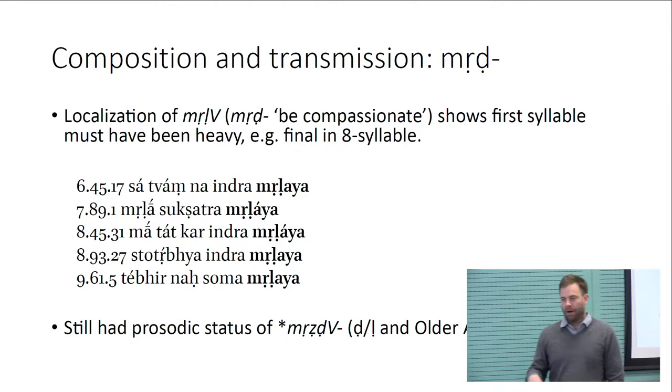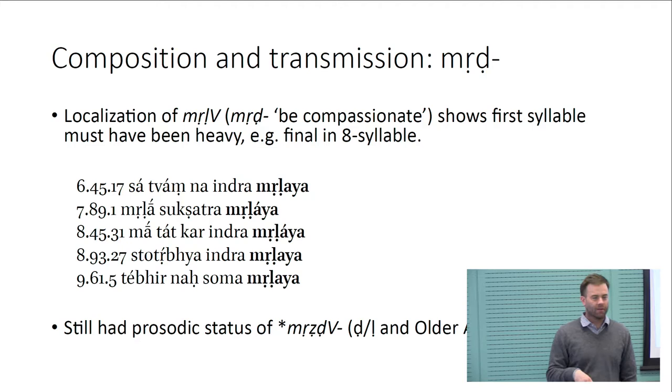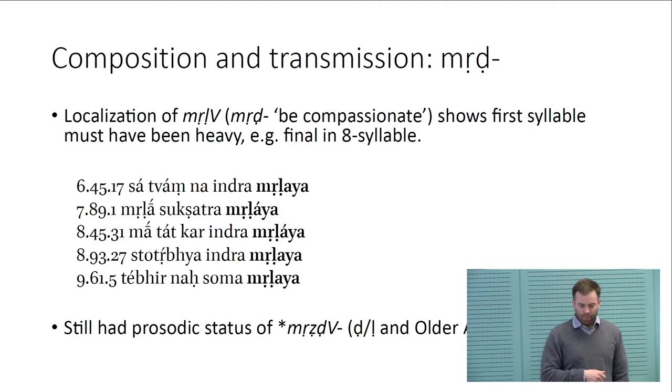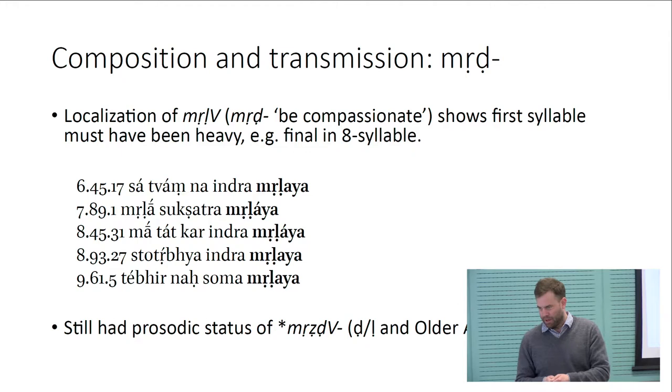and the poets regularly place this at the end of eight-syllable verses where we actually expect den da den. So we expect something like mrdaya, right? In this case, this is just alerting us to the need for some reconstruction, and then we'll actually use internal reconstruction and the comparative method as always to insert the right form back into the text.